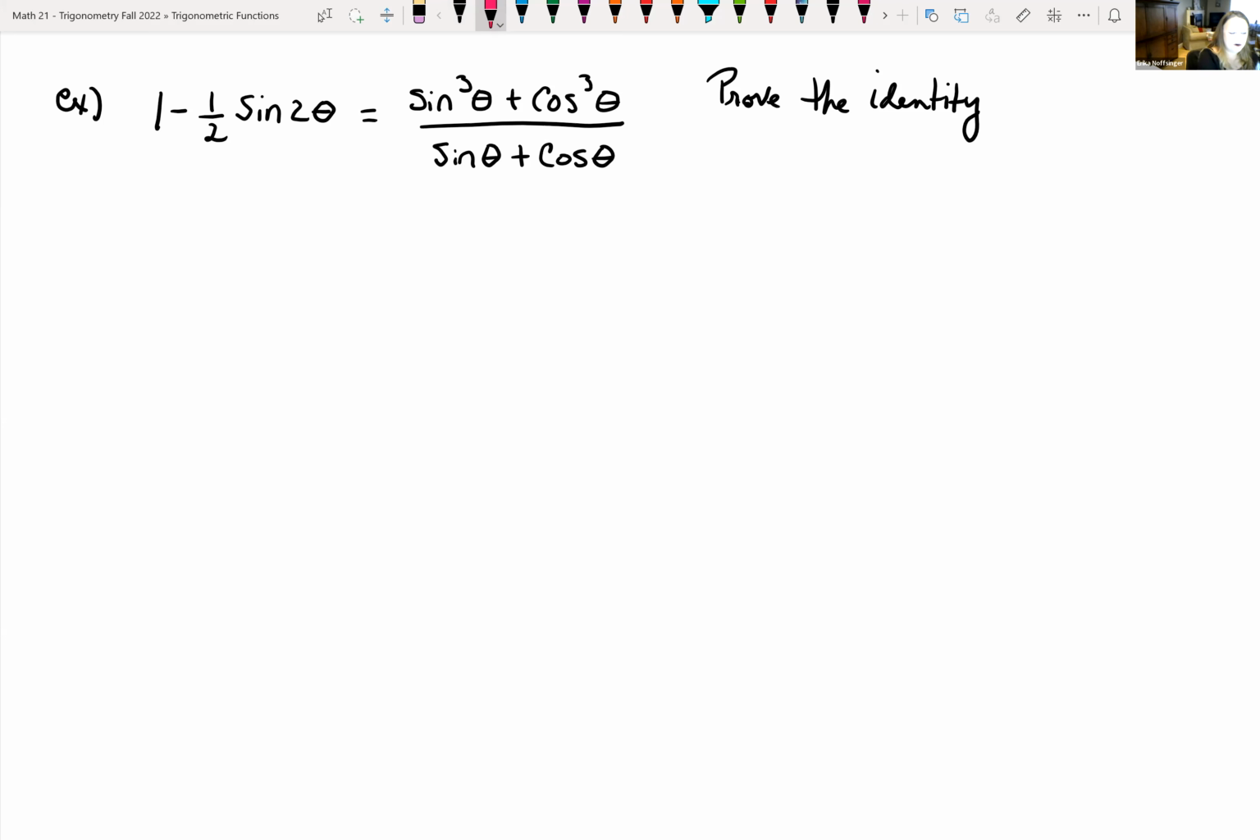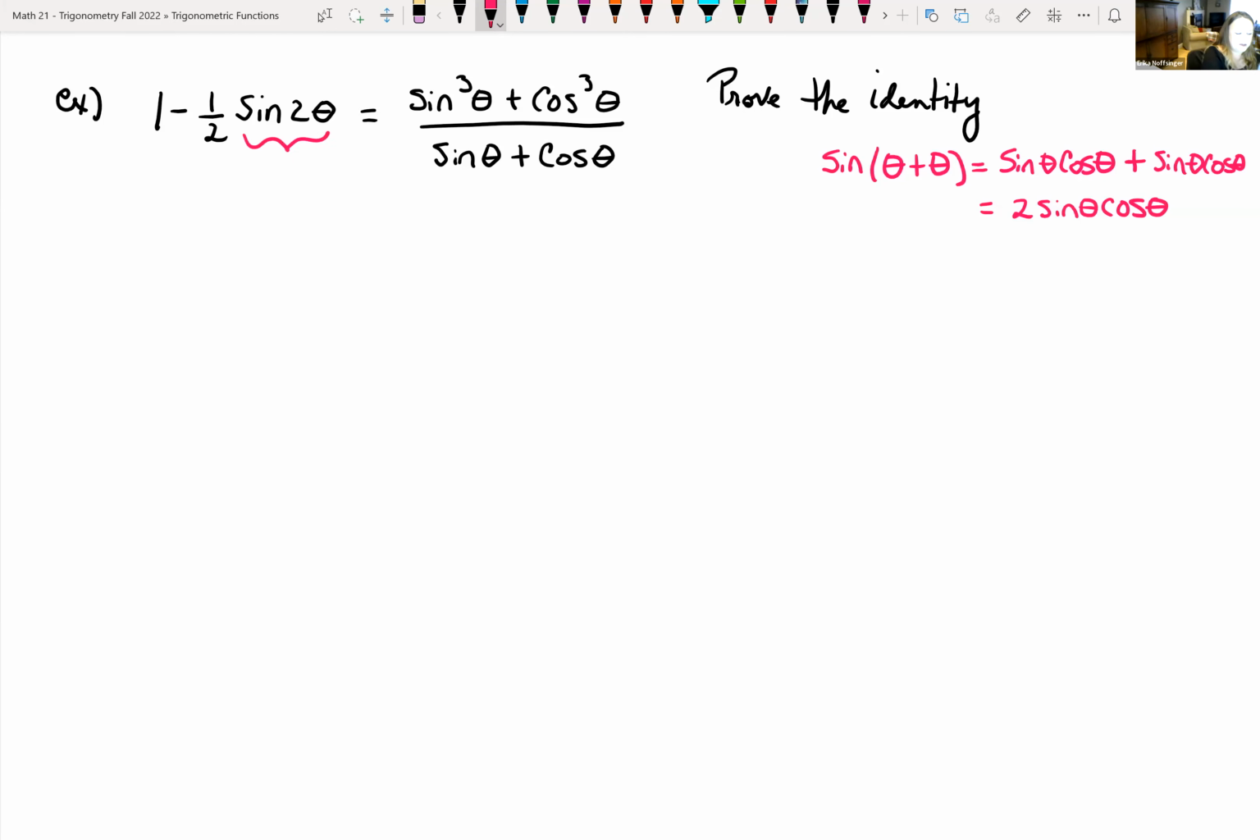If you don't remember your identity for sine of 2 theta, this is really easy to quickly do. It's the same thing as sine of theta plus theta, using the sum of two angles. Remember that sine of a sum of angles is sine, cosine, sine, cosine. Sine of the first angle, cosine of the second angle, same sign in between for sine, so plus sine of the second angle, which is theta, cosine of the first, which is theta. Those are the same exact things, so this is 2 sine theta cosine theta, summing those terms together.